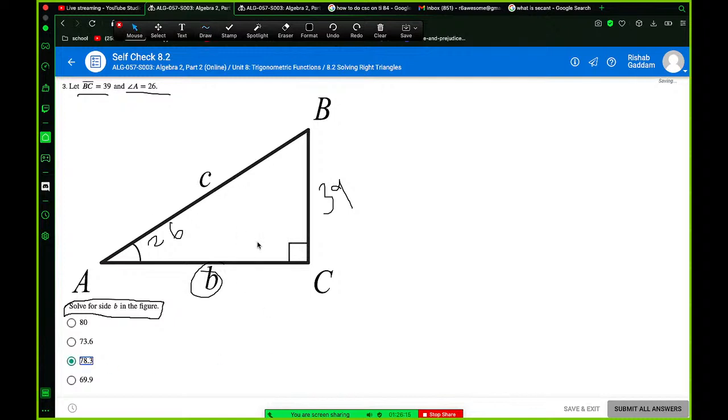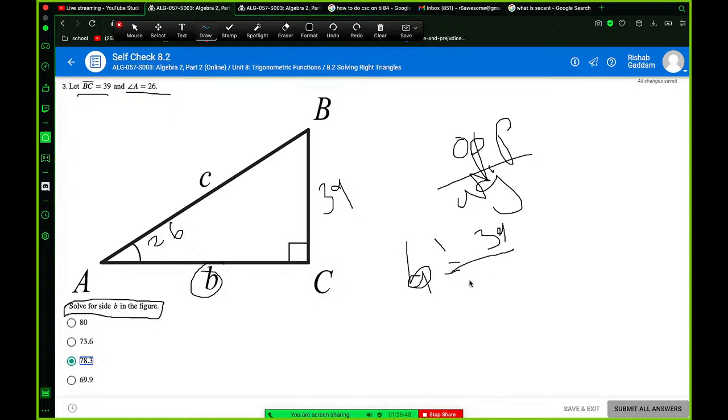So obviously we're gonna use tan for this, because tan is the perfect candidate: you're trying to find B, and they give you the opposite, and this is the adjacent. So you do opposite over adjacent. Opposite over adjacent, and basically you do 39 over adjacent, so B is equal to opposite, which is 39, divided by 26 tan.